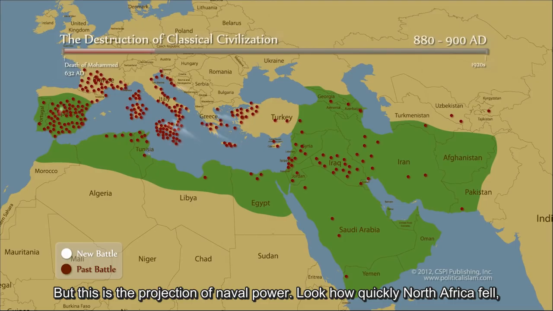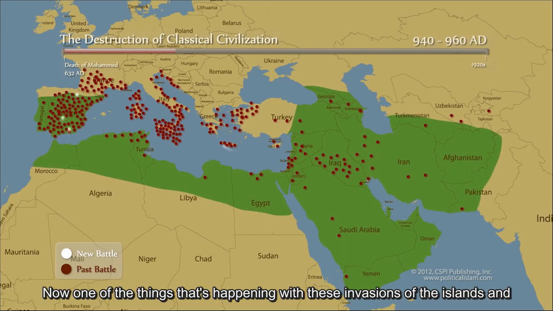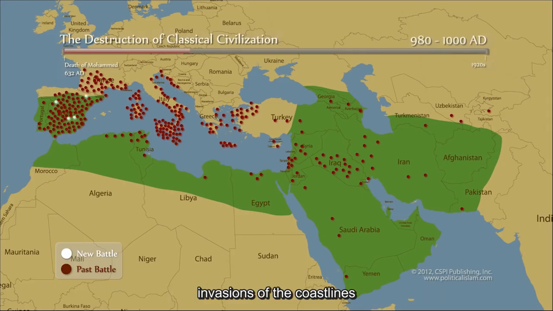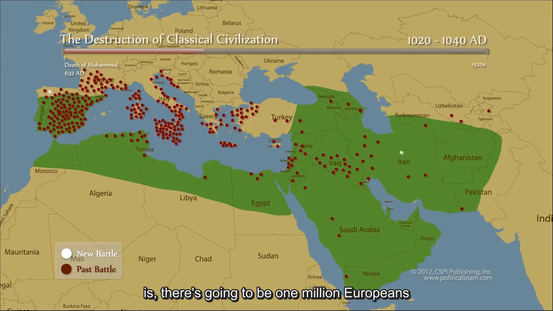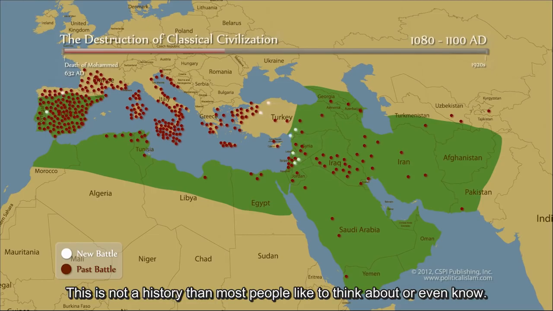Look how quickly North Africa fell. The invasion of Spain is there. And battle after battle every 20 years. Now, one of the things that's happening with these invasions of the islands and invasions of the coastlines is there's going to be 1 million Europeans captured and taken into slavery. Think about that. This is not a history that most people like to think about or even know.